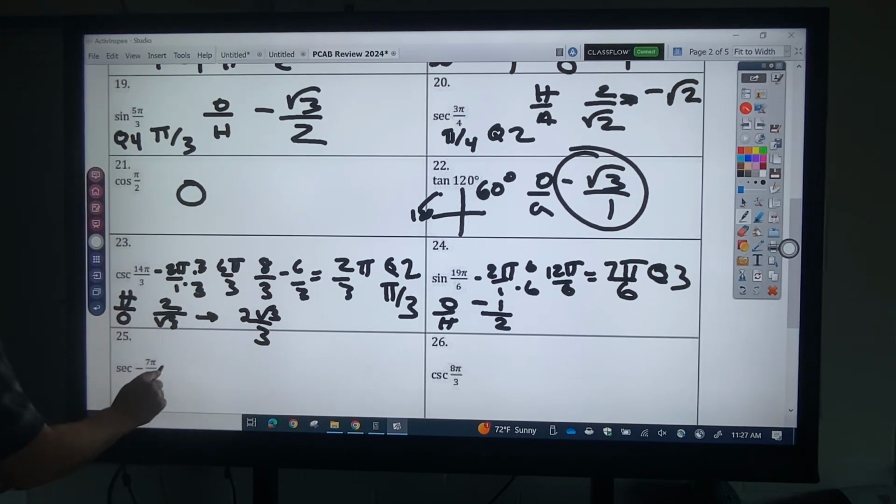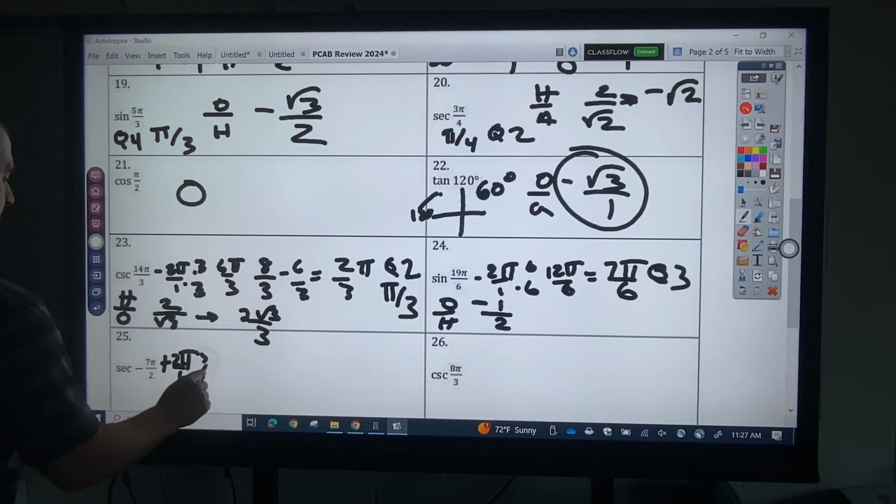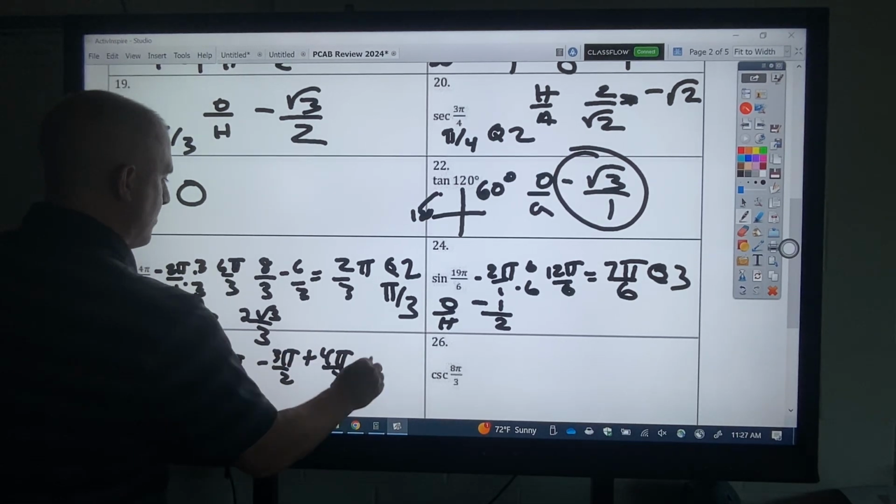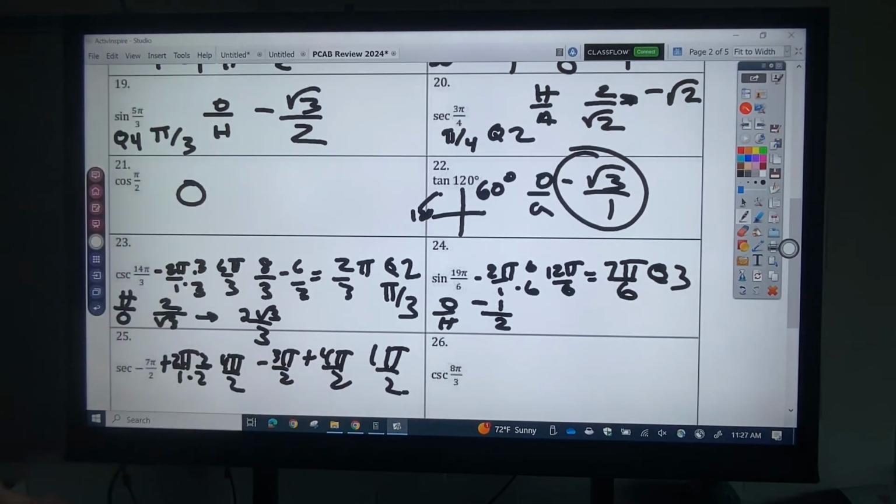Okay, this one I would have to add 2 pi. So if I get a common denominator, that would be 4 pi over 2. So first I add that, that'd be negative 3 pi over 2. And add 4 pi over 2 again, that'd be 1 pi over 2. Okay, so that's an axis point. Now, secant is not on the axis, so I'd have to convert that to 1 over cosine. And then at pi over 2, that's 0, so 1 over 0, that'd be undefined.